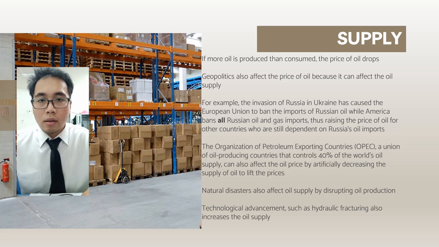The Organization of Petroleum Exporting Countries, also known as OPEC, can also affect the oil price by artificially decreasing the supply of oil to lift the price. Natural disasters also affect oil supply by disrupting oil production. Technological advancements such as hydraulic fracturing also increase oil supply.